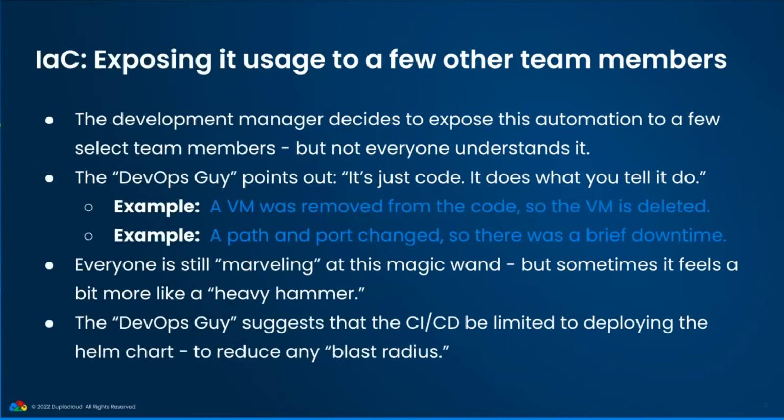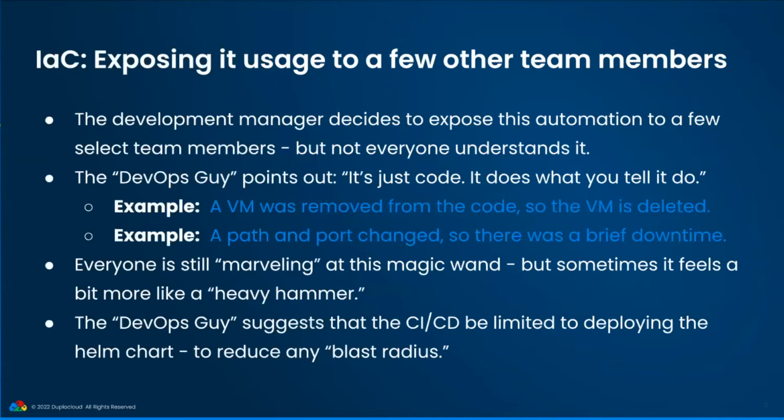So what we start doing now, the usage of this automation starts getting exposed to a few other team members, right? We don't want to have a bottleneck where just one guy can do it. So the development manager says, hey, let's get some other people involved. But the problem is not everybody understands what's going on, right? And the DevOps guy is like, hey, this is just code. It just does what you tell it to do.